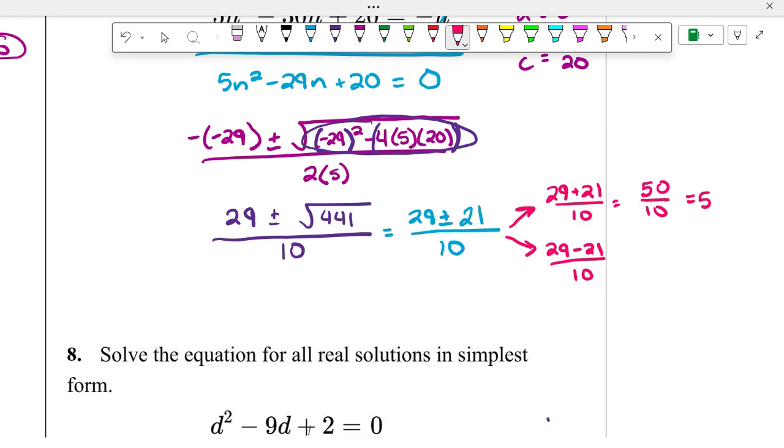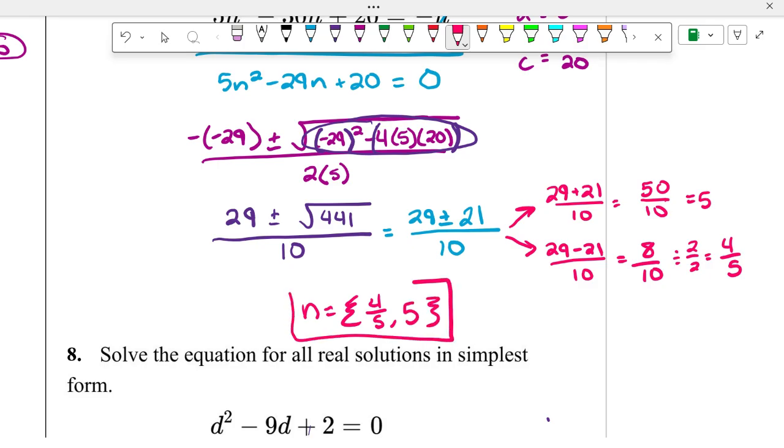29 minus 21 is 8. So we have 8 over 10, which, what number can I divide into both 8 and 10 evenly? 2. So if I divide both by 2, what's that give me? 4/5. Good. So n is equal to the set of 4/5 and 5. So that was one where we had 2 answers.